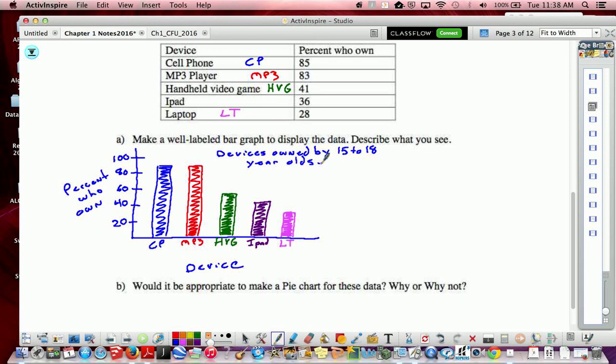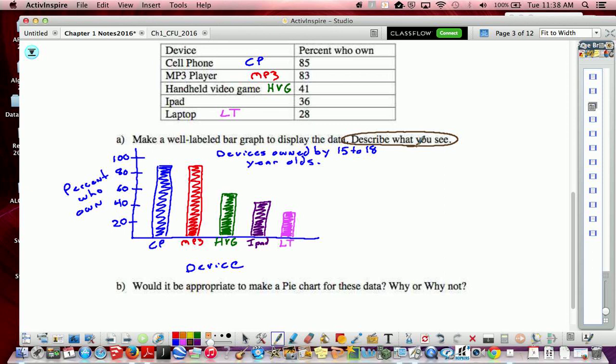Now it also asks you to describe what you see. I'll use brown for that one. So the describe what you see. So when we look at the graph, we just want to write a sentence or two about what the graph is telling us. So what do students own the most? Cell phones and the MP3 players. It's not only the most, but it's somewhat close to 100%. They're both in the 80%.